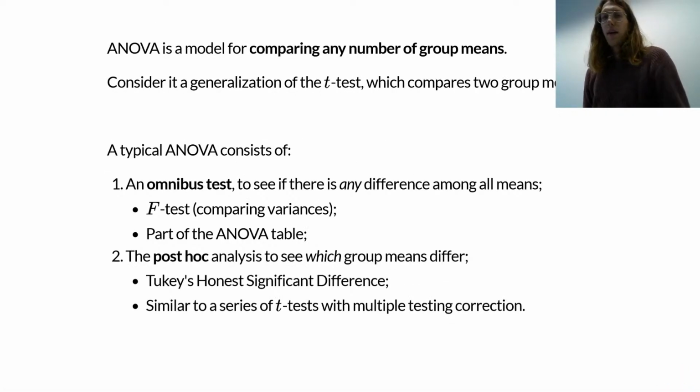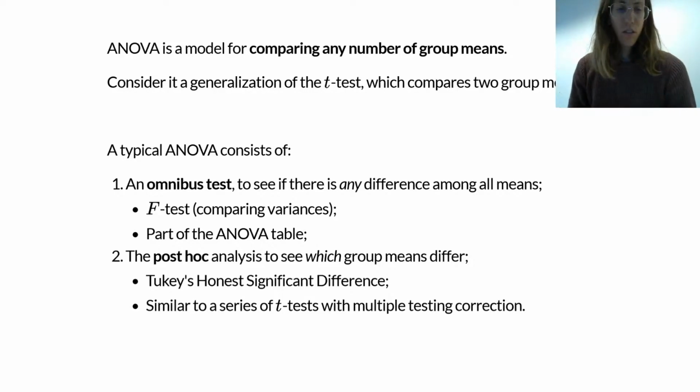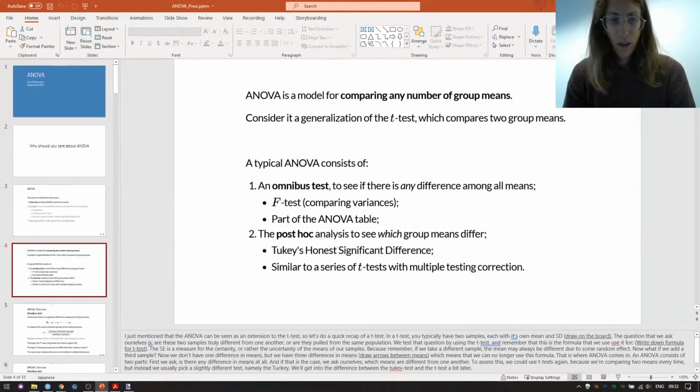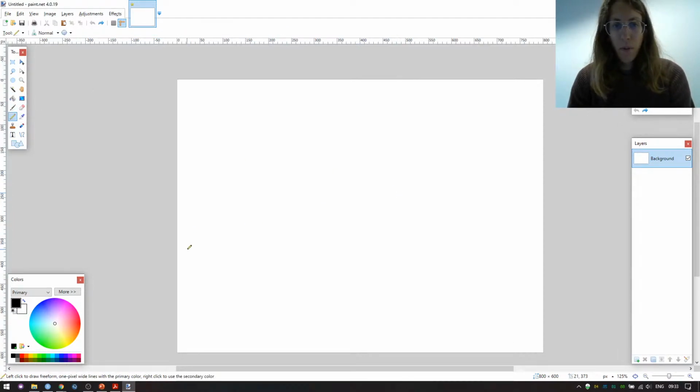Okay, so as I said, an ANOVA is a model for comparing any number of group means. So you could consider it as a generalization or an extension to the t-test, which compares two group means, but instead we can compare any number of group means. So I might be able to draw that. So if we go back, I want to do a quick recap of the t-test.